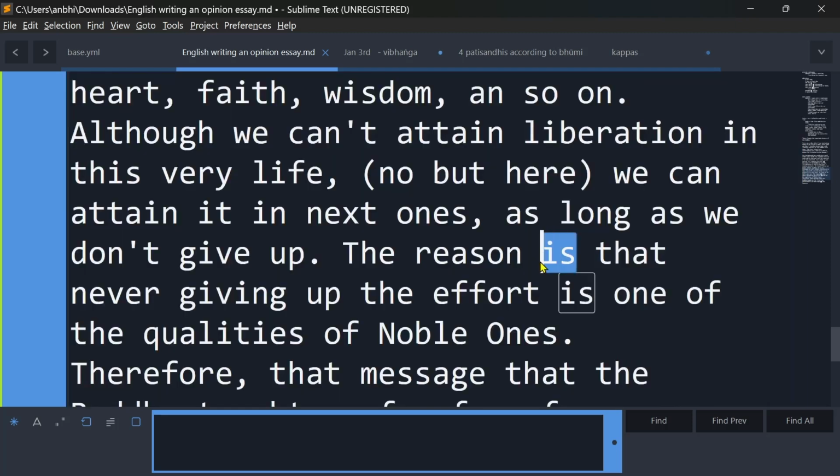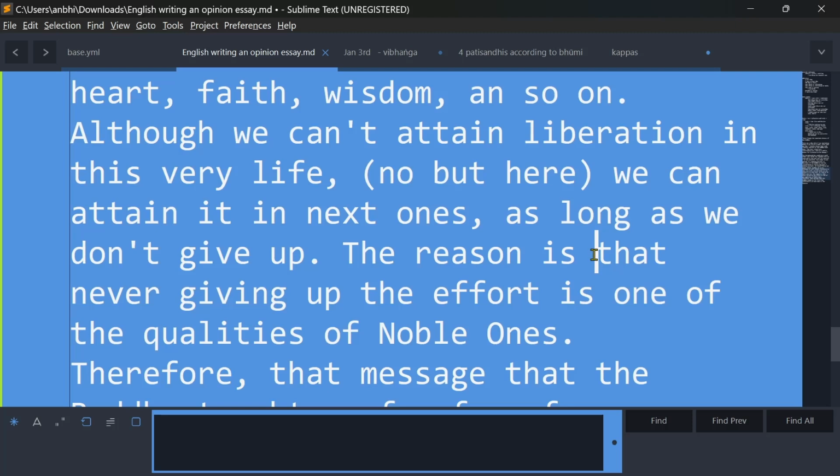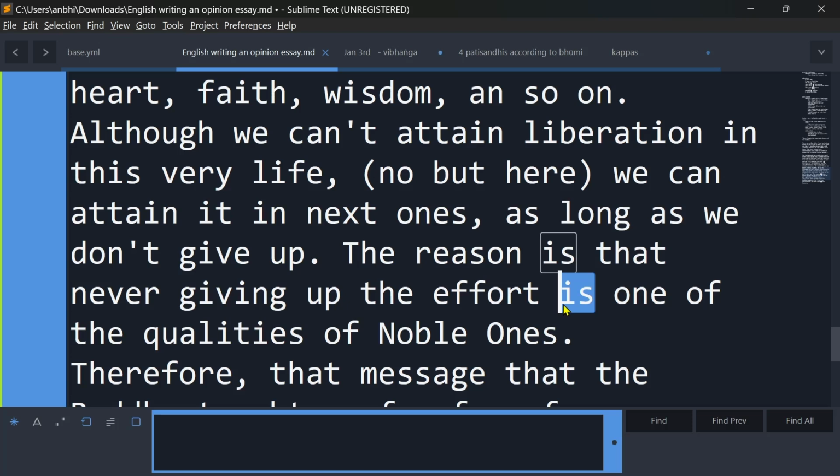The reason is, you have a verb, right? This is the verb, is. What is the subject? The reason is. Okay. So you have a subject and a verb. It's enough to make a clause, right? A subject and a verb. The reason is. Now look at this. Never giving up the effort is. You have again another verb. So how to understand this? Two subjects. Yes, they are two clauses.